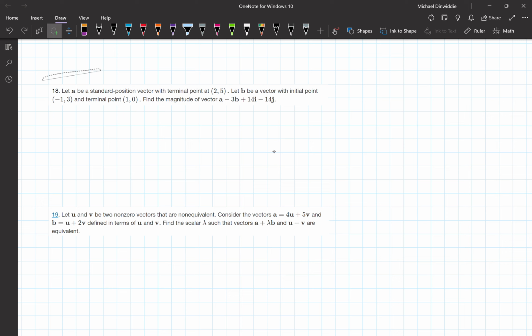Let's go ahead and start with the first problem here, problem 18, and it says let A be a standard position vector. Now that word standard is important, so I'm just going to highlight it. Let A be a standard position vector with terminal point at 2, 5. And it says let B be a vector with initial point -1, 3, and terminal point 1, 0. It says find the magnitude of the vector A minus 3B plus 4i plus 14 minus 14j. Don't let that confuse you.